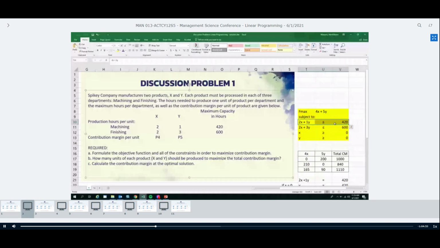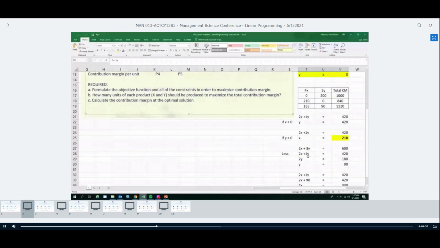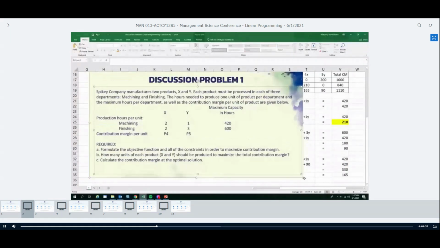Okay, so let's go to requirement number 2. How many units of each product X and Y should be produced to maximize the total contribution margin? O, sige, pag-usapan natin yung requirement number 2.